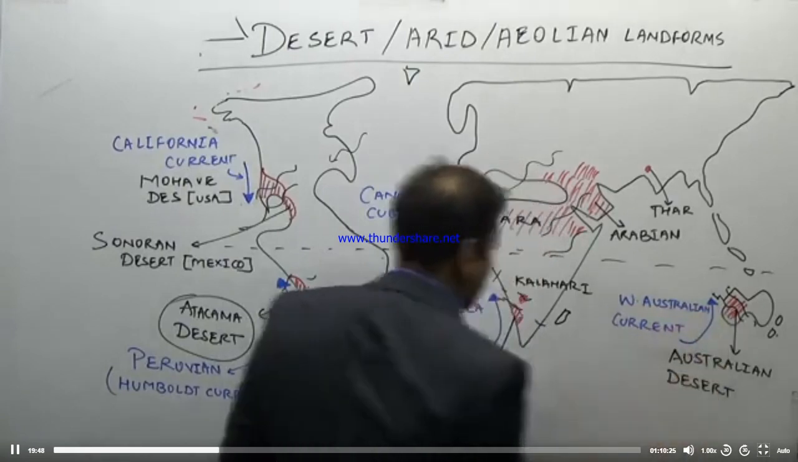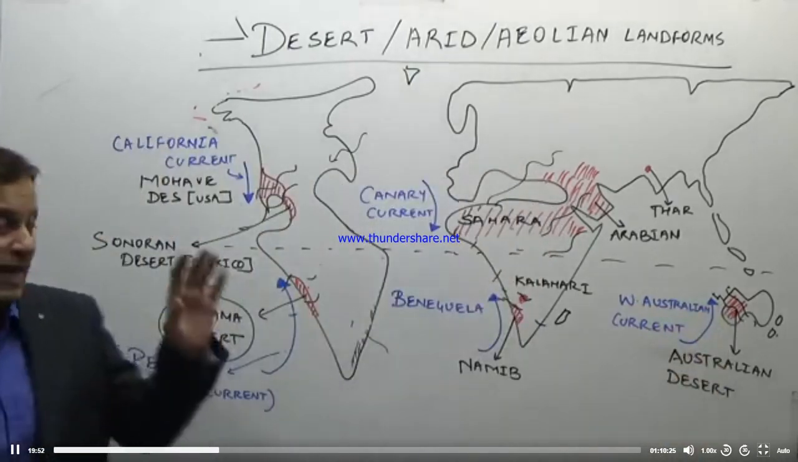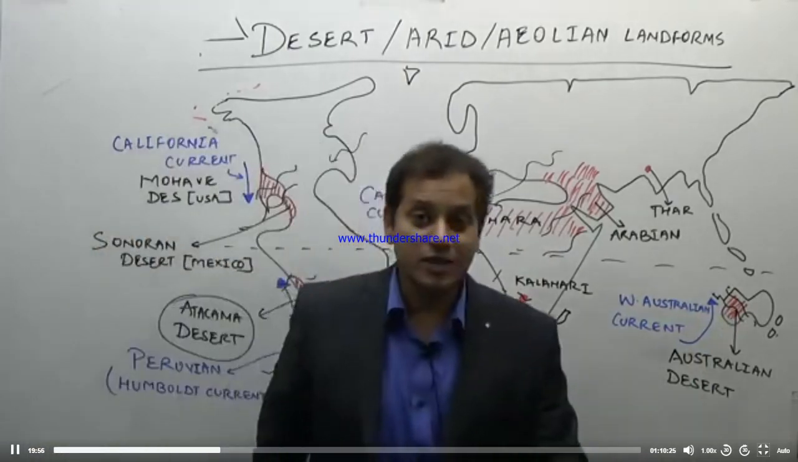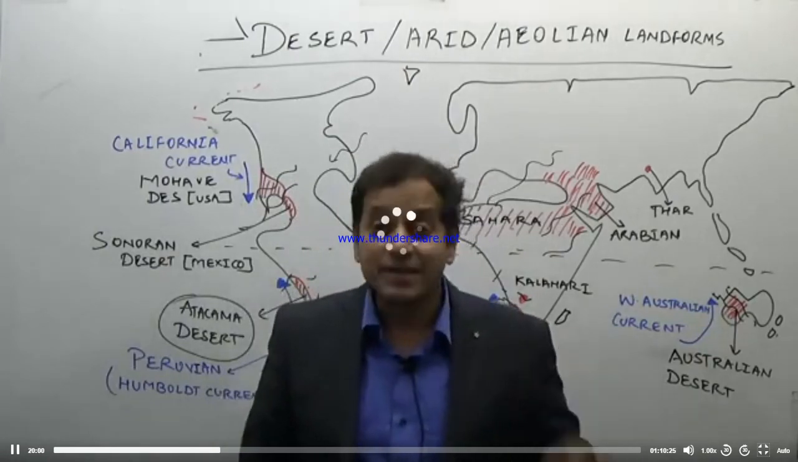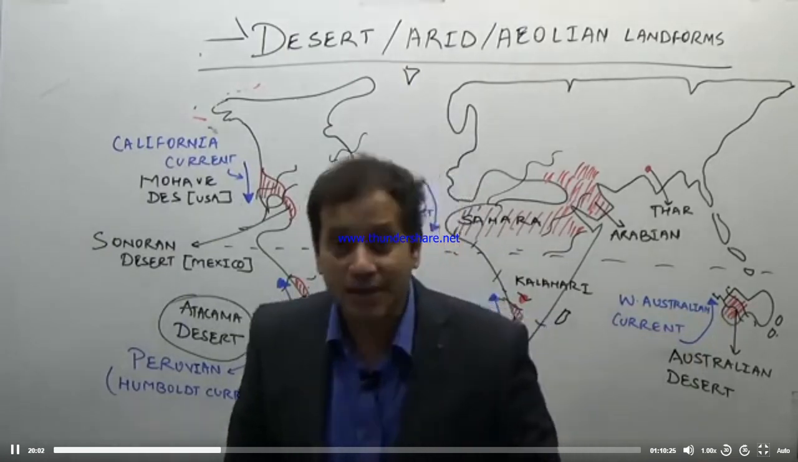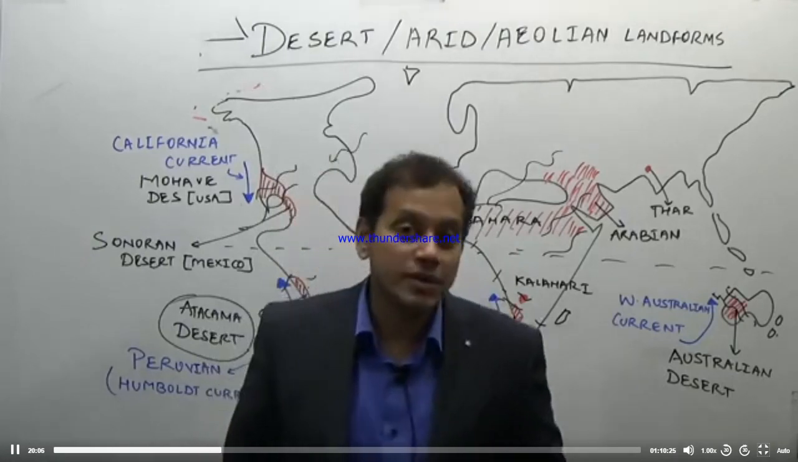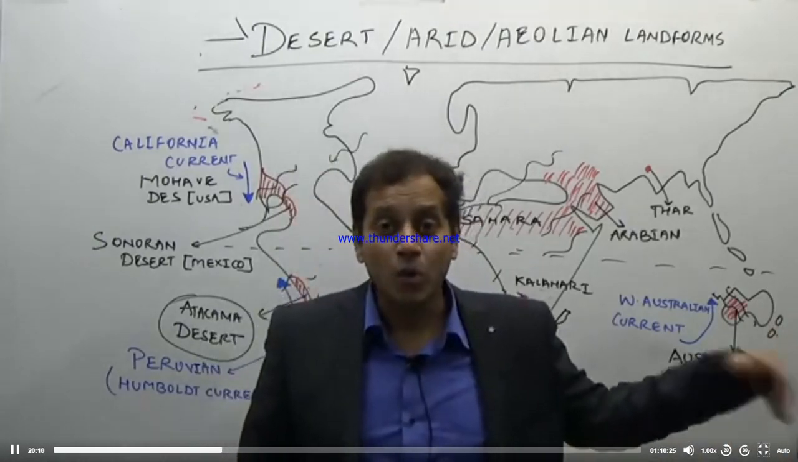West Australian current. So we are answering here three questions. The first question is why the deserts are located on the western side of the continents. The second question is desert and the countries, deserts and the continents, and the third question is the desert and the match the following corresponding cold currents.